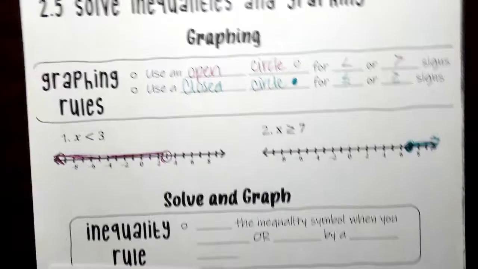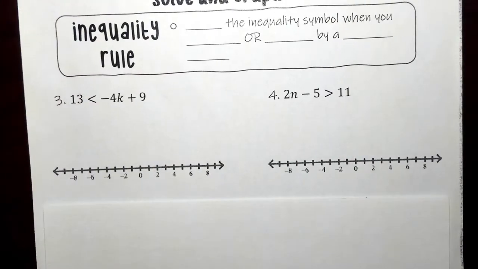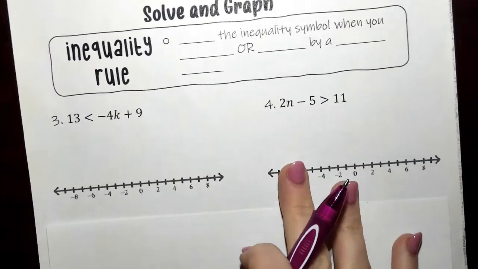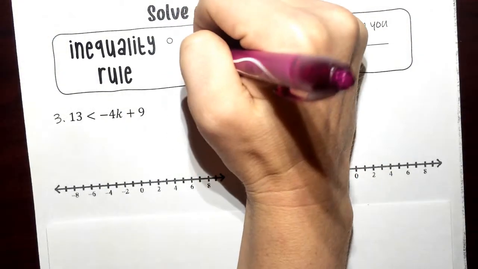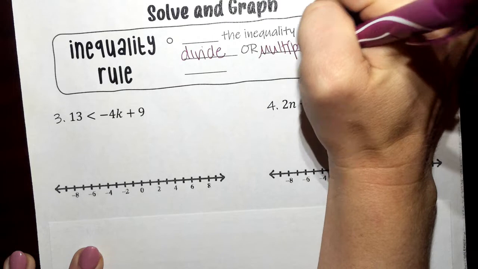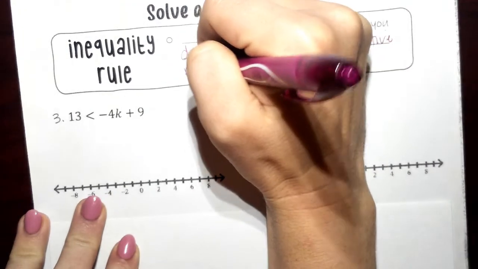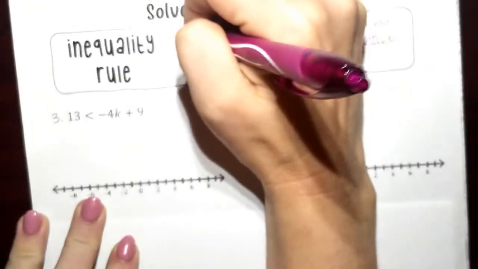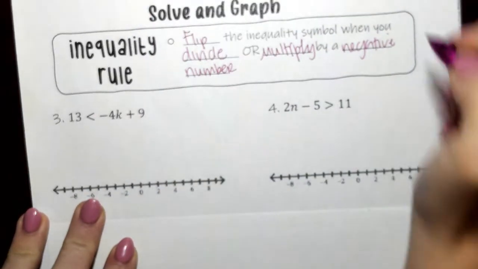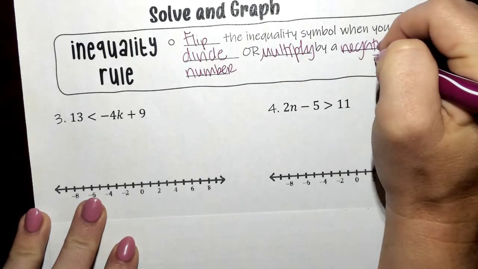So we might be asked to solve and graph. Remember, our rule for our inequalities when solving is if we divide or multiply by a negative number, we've got to flip that sign. So if it's a greater than symbol, flipping it means turning it to a less than symbol.